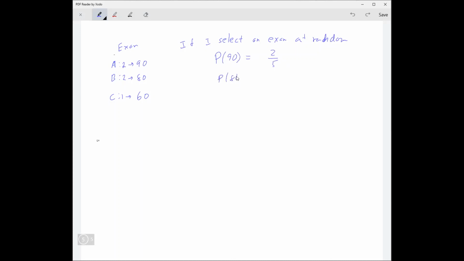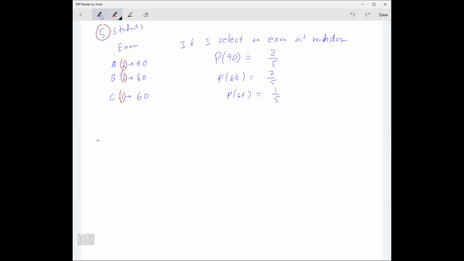And the probability that it's an 80 will be 2 out of 5, and the probability that it's a 60 will be 1 out of 5. Does that make sense? So there's 5 students, and 2 of them got 90, 2 got 80, and 1 got 60. If I select an exam at random, the probability it's a 90 is 2/5, the probability it's an 80 is 2/5, and the probability it's a 60 is 1/5.